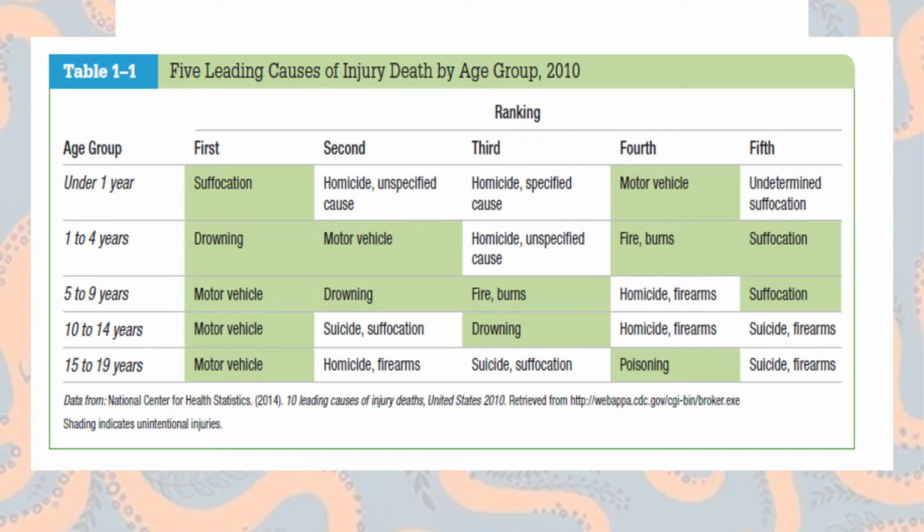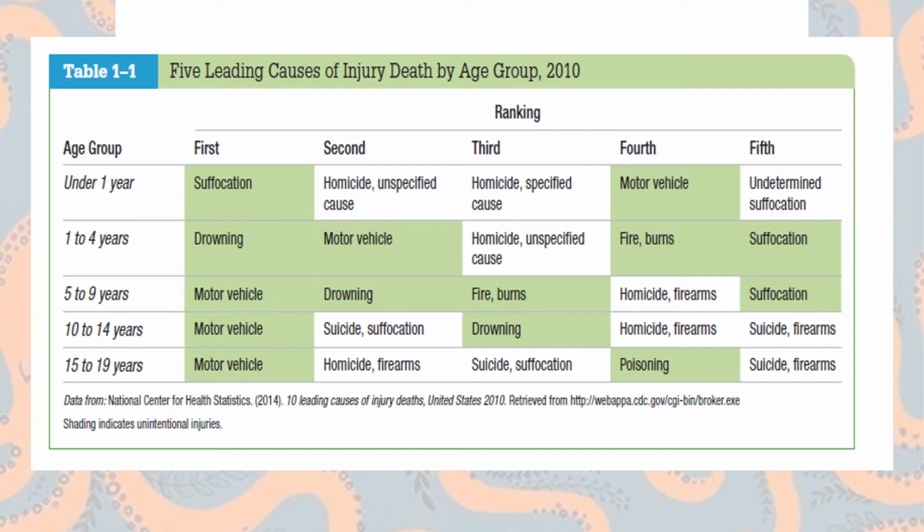And then homicide. Look, it's number 2 for 15 to 19 and number 2 for the underage one. That's because in the underage one, they're more likely to be harmed by a parent. And in the 15 to 19-year-old, it says here firearms, so they're more likely to be shot in gang violence or perhaps dating related or partner related.